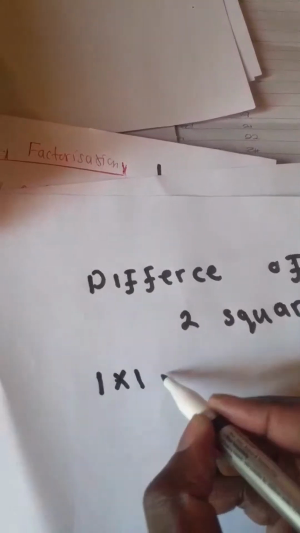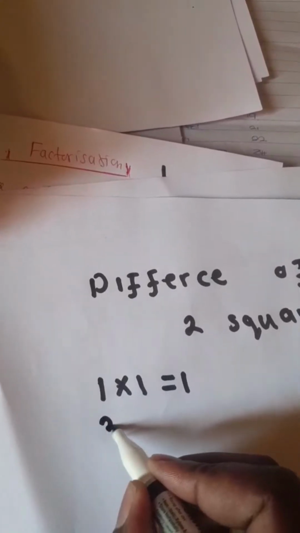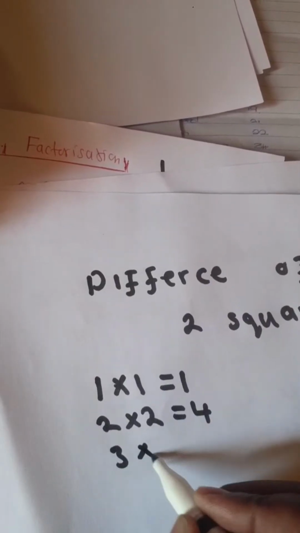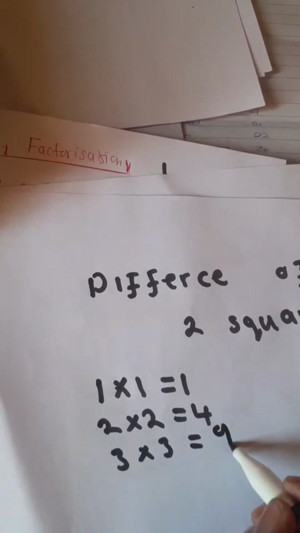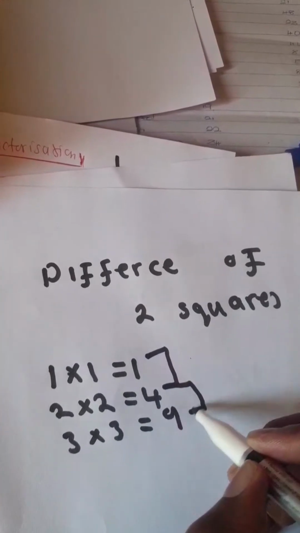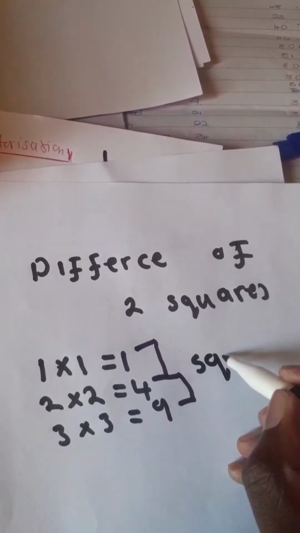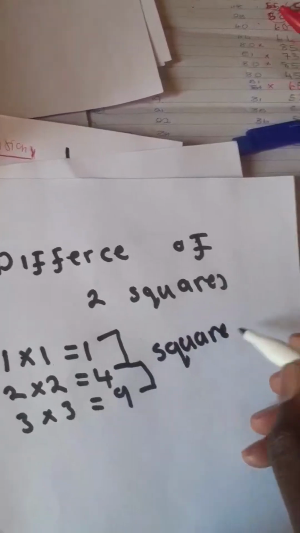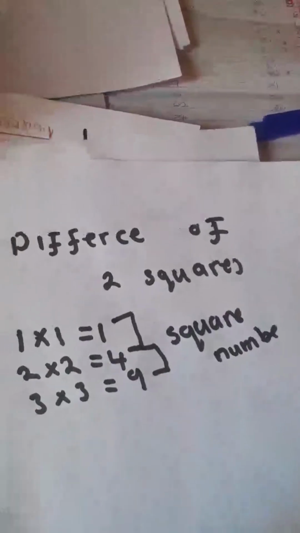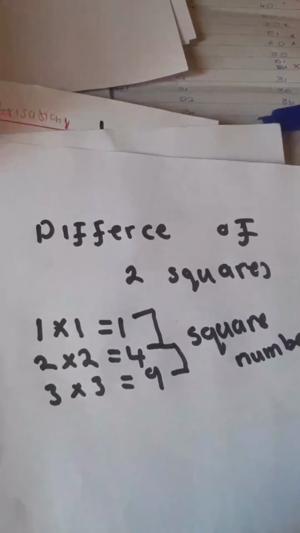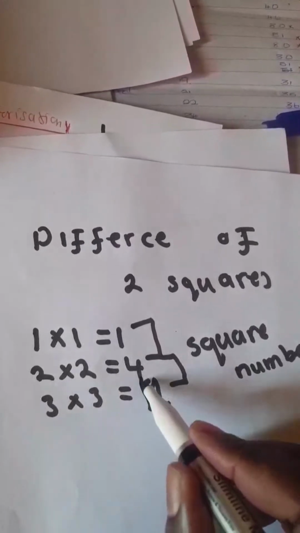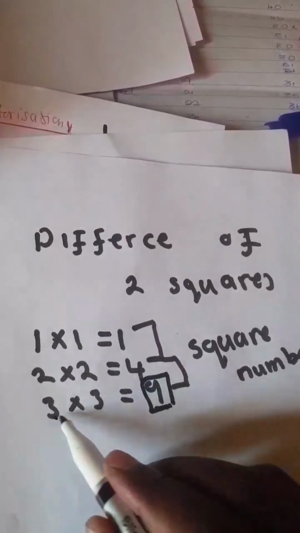1 times 1, we get 1. Then 2 times 2, we get 4. Then 3 times 3, we get 9. So we are saying 1, 4, 9. These are square numbers. 1, 4, and 9 are square numbers. A whole number which has two factors that if you multiply, we get 9. So 9 is a square number. If we multiply 3 times 3, we get 9.